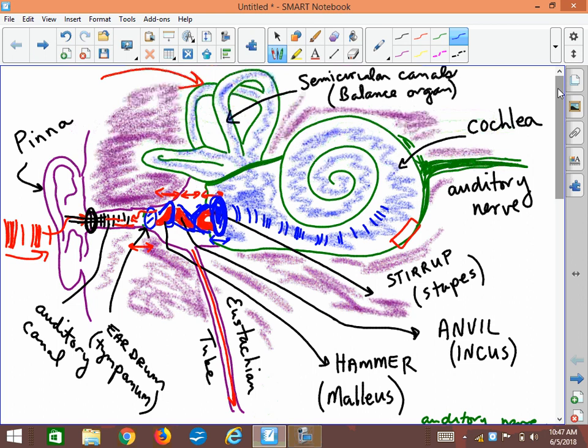Okay, so there you have it, the ear. I think that's all I will say, and we will talk more about some of the issues and things that happen with the ear and how we perceive sound later on. So we're good to go.